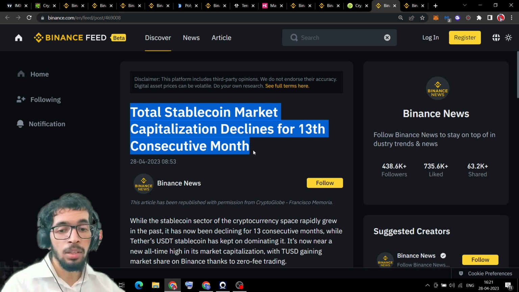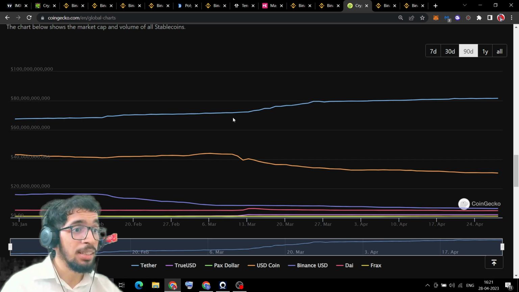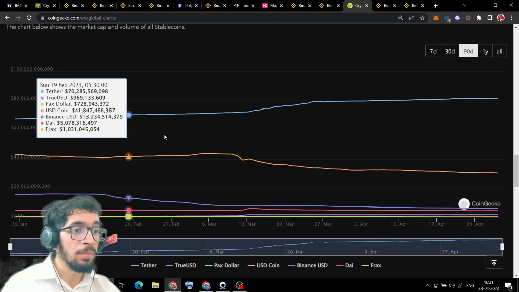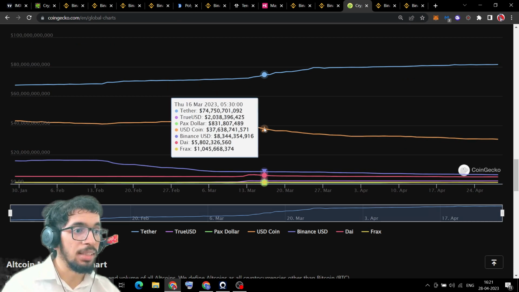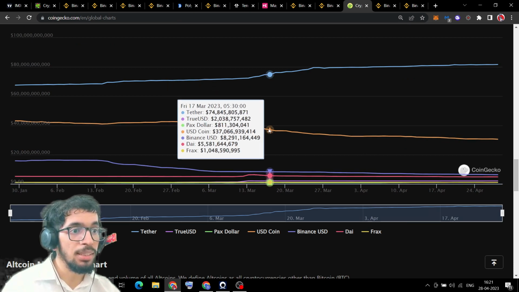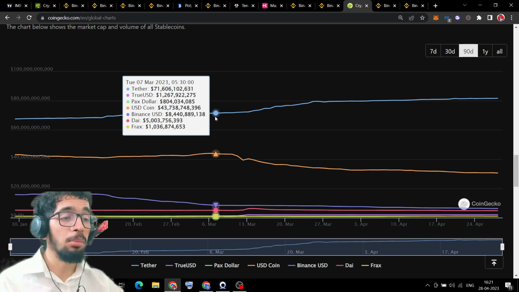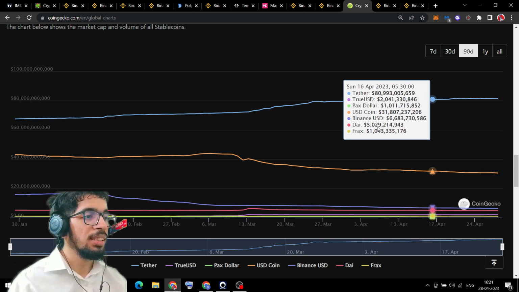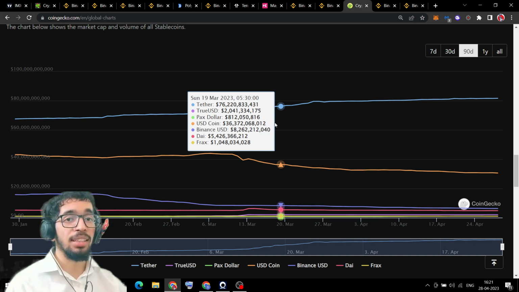Okay, so now let's talk about the next news, which is total stablecoin market capitalization declines for 13 consecutive months. Right now all the stables, if you see here, the stable market cap, all are declining. The first one you can see is Tether, then the second one is USDC, then Binance also. The only stablecoin that's growing is Tether, right? Only that coin is growing. The rest are all going down. Even BUSD, because of the regulation, is also going down.